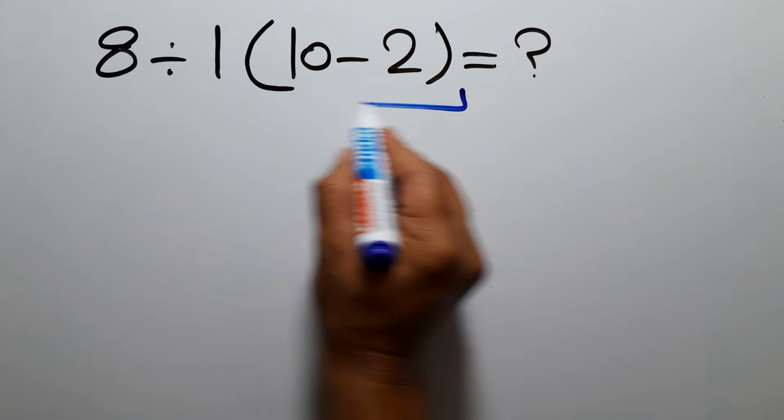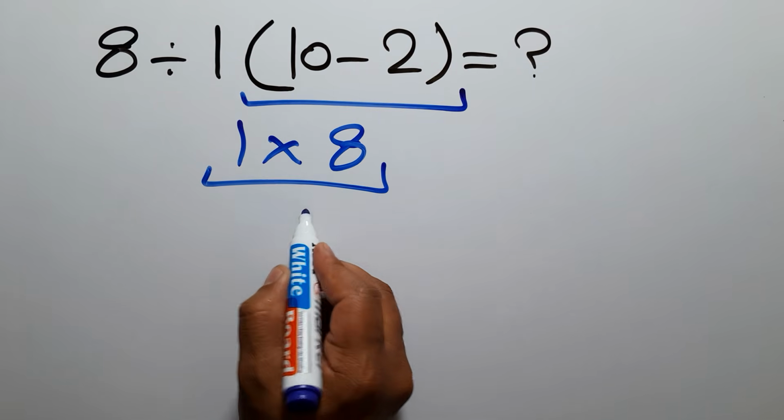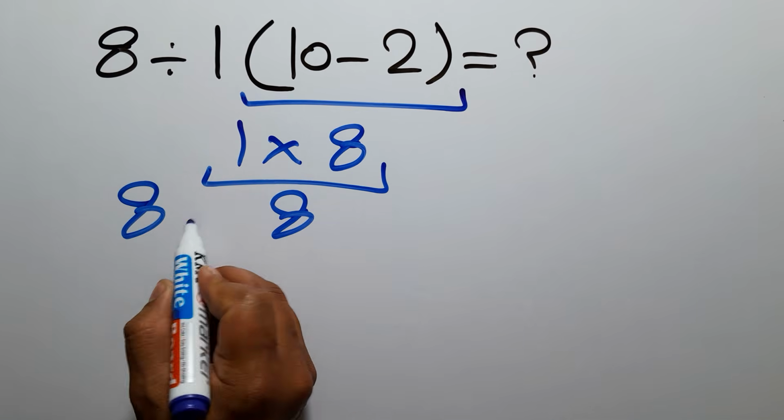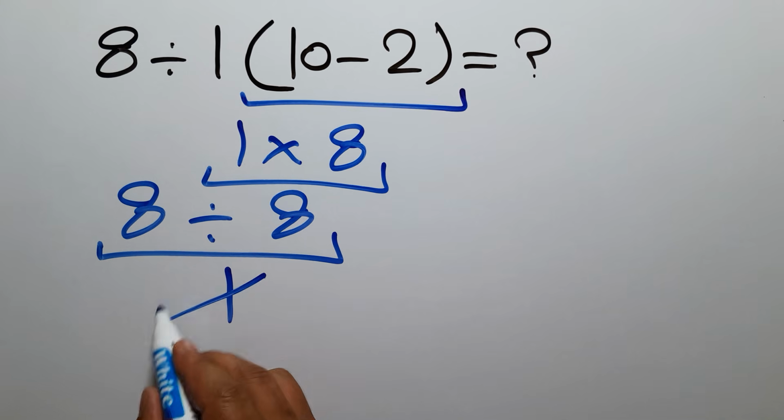10 minus 2 gives us 8. And the 1 times 8 is just 8. So we have 8 divided by 8, which equals 1. But this answer is not correct.